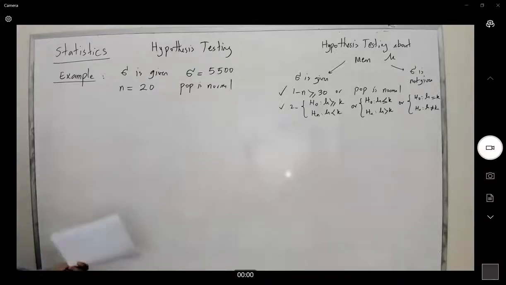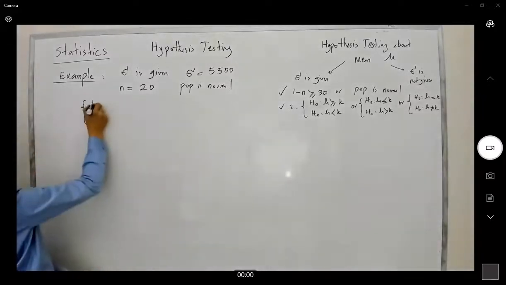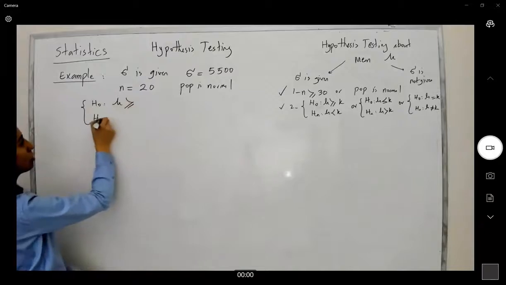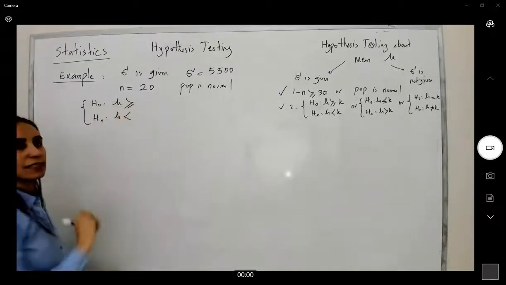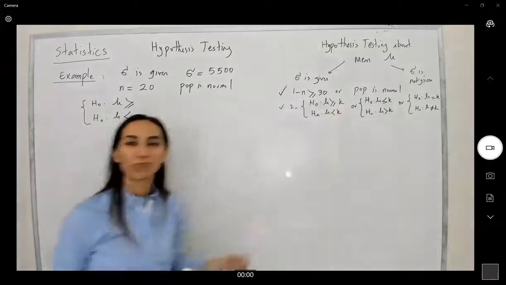Okay. So this is case one. It means that our null hypothesis mu is greater than or equal to, alternative mu less than. So what is K? What is your K?